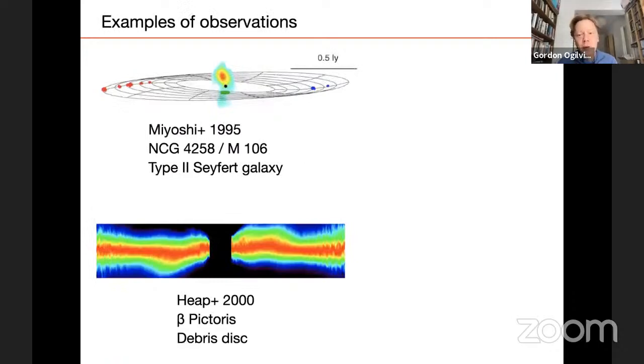There are relatively few direct observations of the actual warps or eccentricity, but here are some examples. Maser emission from this active galaxy and a few others has enabled us to trace out the shapes of warped disks in these galactic nuclei. And this is a well-known debris disk around the young star Beta Pictoris, where there's a warp which is thought to be associated with planets in this system.